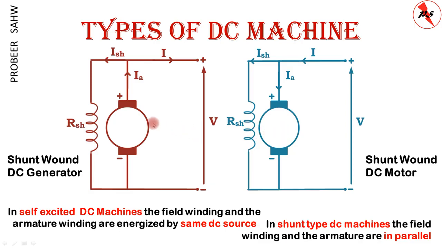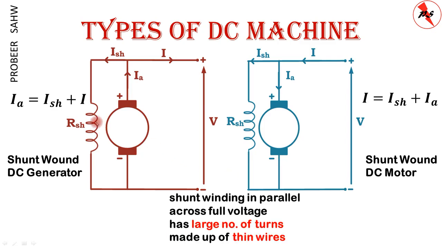This is the generator. Here it generates a DC current Ia, the armature current, and it is split into two parts, shunt current and current I. The shunt current goes through the shunt field winding. In this case, the DC motor is supplied by an external DC supply. The current that flows into the DC machine is I. It is divided into two parts, shunt current and armature current. The shunt current flows through the shunt field winding for the necessary production of magnetic field.